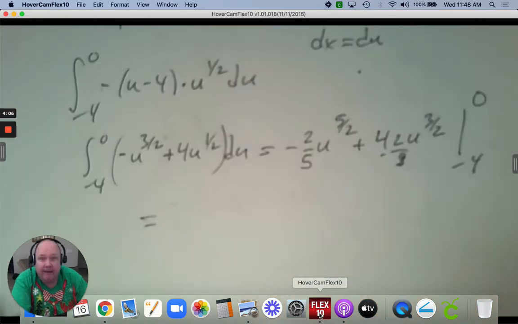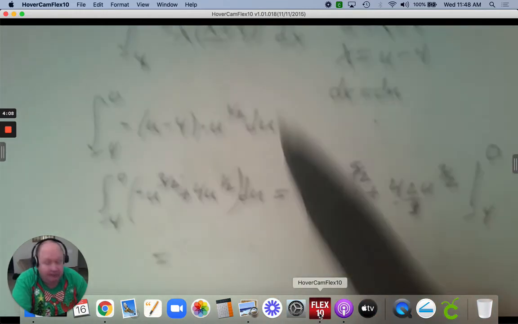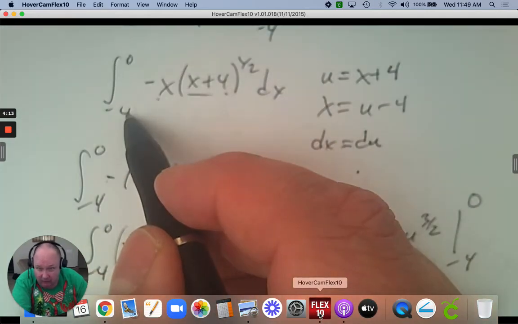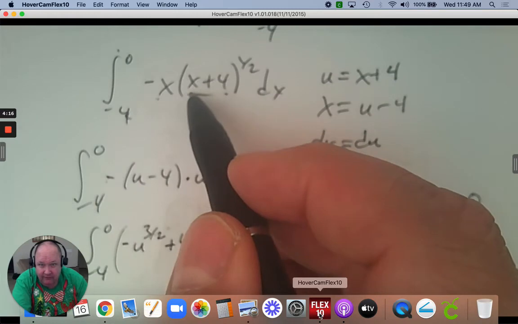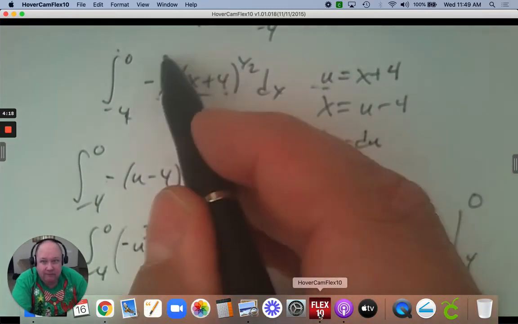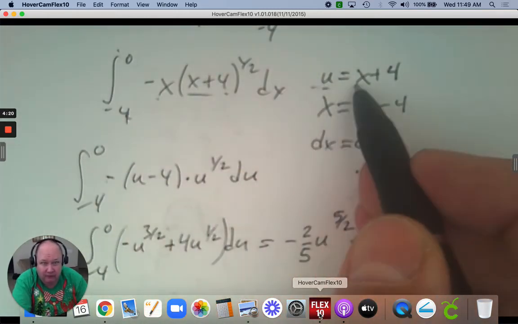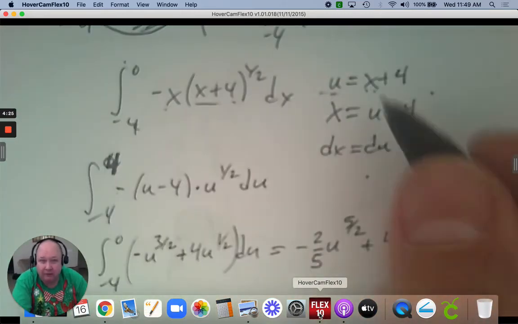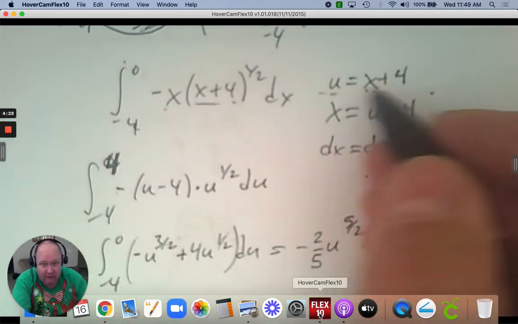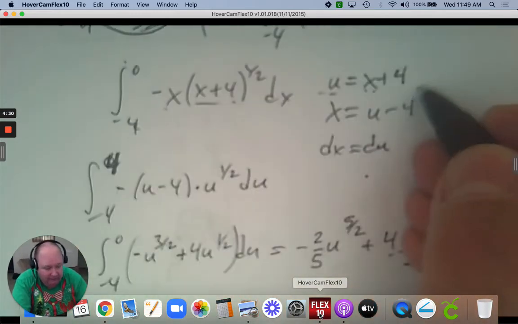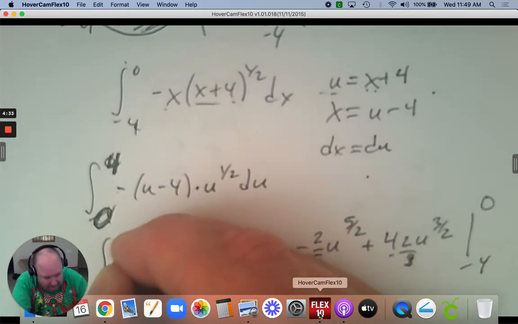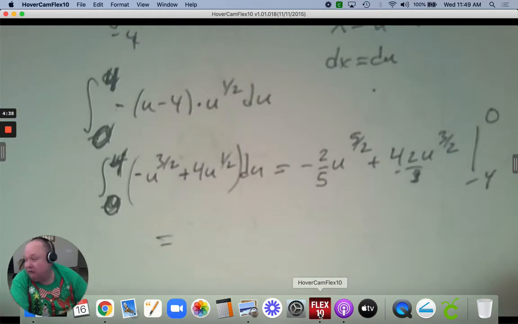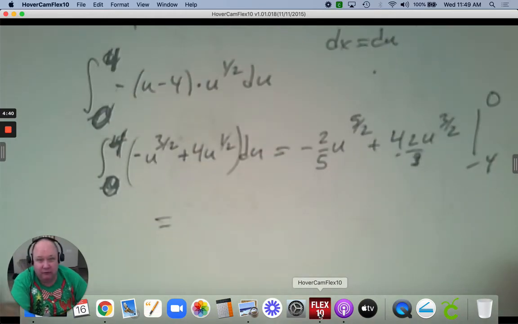Oh, you know what I didn't do? Because it's a definite integral, I should have changed the bounds. So negative 4 to 0 is x. So how do I change it in terms of u? Well, plug it in. If you plug 0 in for x, 0 plus 4, the upper limit is positive 4. If you plug negative 4 in for x, negative 4 plus 4, in terms of u, the bottom limit is now 0. So make sure you remember to change the limits. So now it goes from 0 to 4.